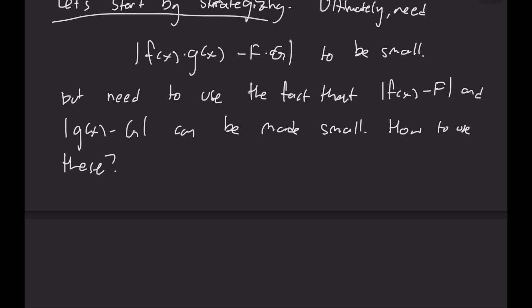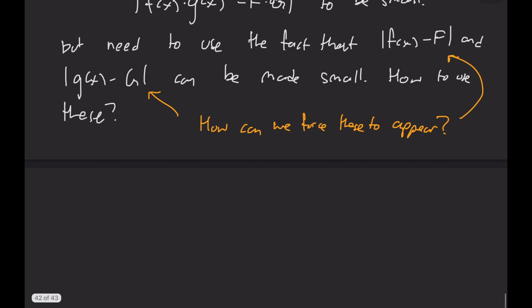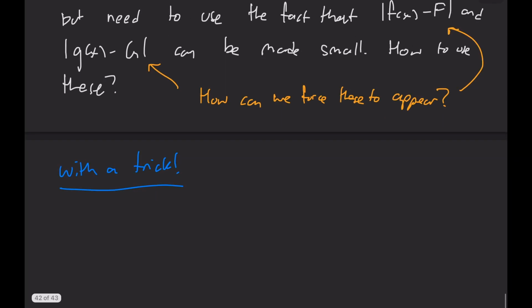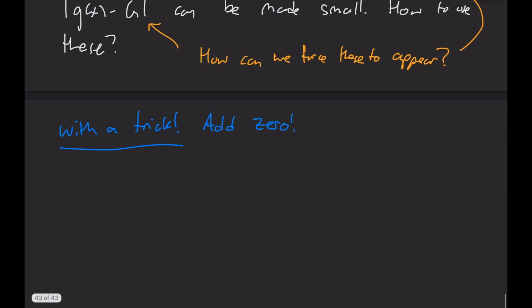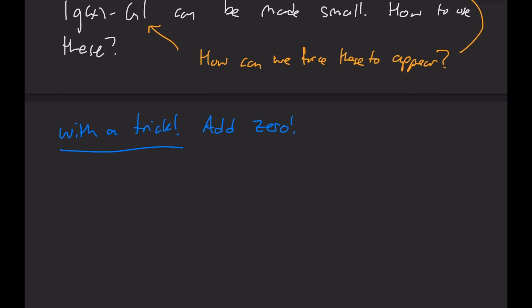But it's not obvious how we do those here, because we can't do any kind of factoring that we see in that absolute value above. So the question is, how can we force those differences to appear in that absolute value that we see. So pause for a second if you like, but there's a trick. And that trick is to add 0. Of course, not just adding 0, but adding 0 in a clever way.